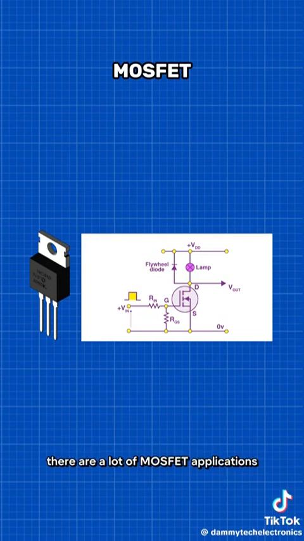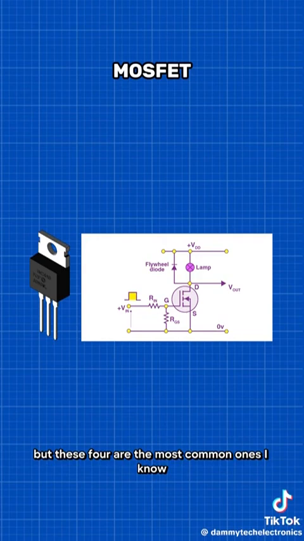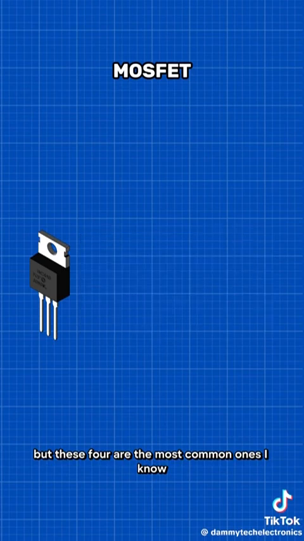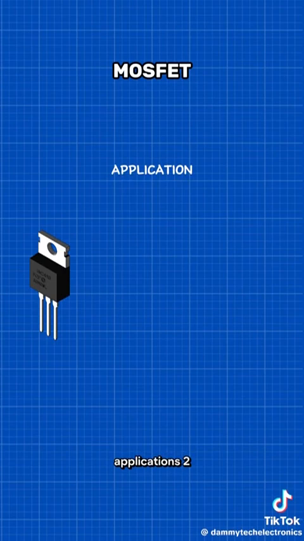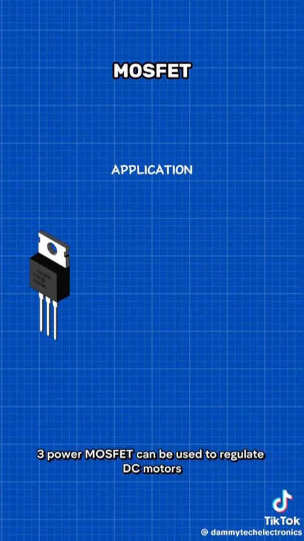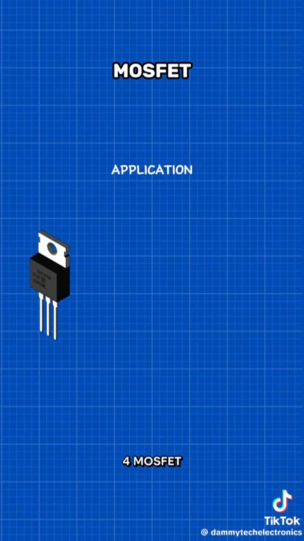There are a lot of MOSFET applications, but these 4 are the most common ones I know. 1. MOSFET amplifiers are widely used in radio frequency applications. 2. MOSFET behaves as a passive circuit element. 3. Power MOSFETs can be used to regulate DC motors. 4. MOSFETs are used in the design of the chopper circuit.